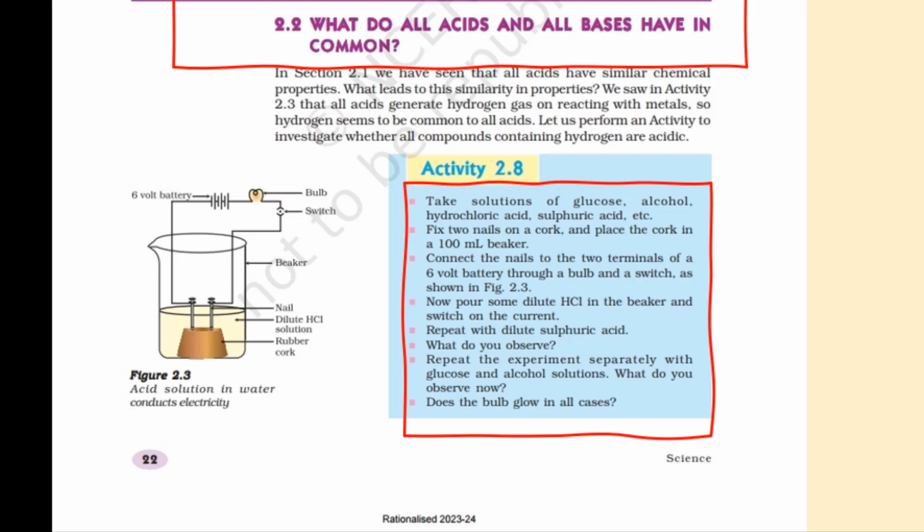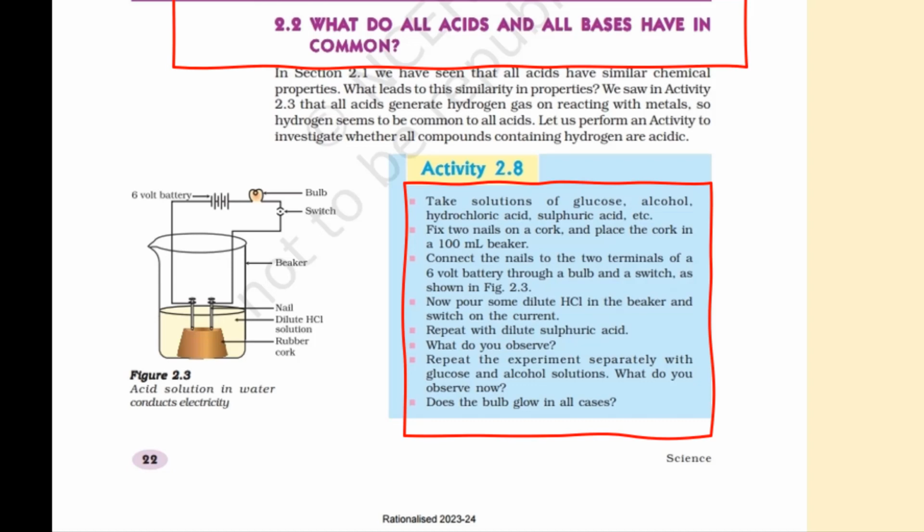So there should be a battery attached to it. The setup for the passage of electricity has to be done, and then only you will be able to observe if the light bulb glows, which means electricity is passing. So the solution, that is the electrolyte, is a good conductor of electricity. If the light bulb does not glow, that means it is a bad conductor of electricity or maybe even an insulator.